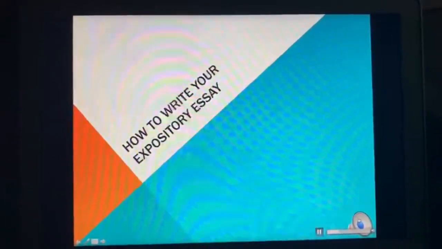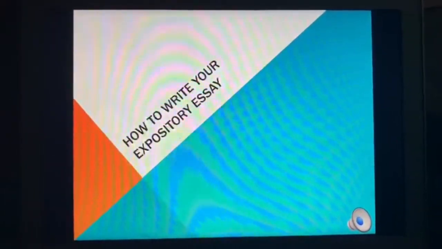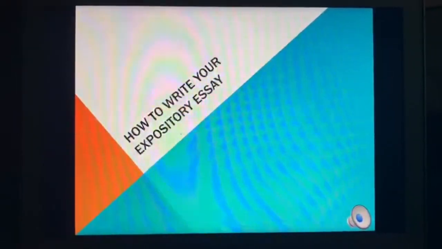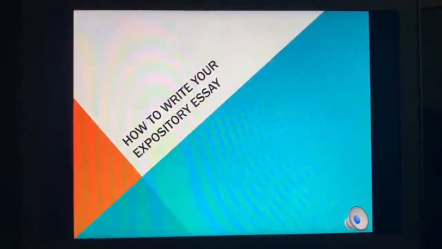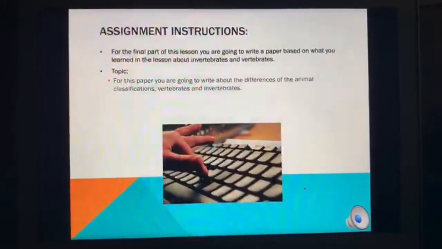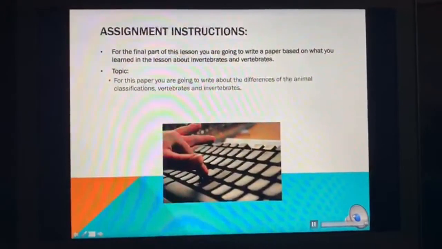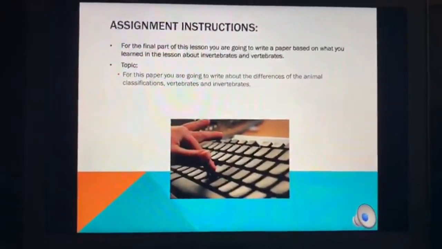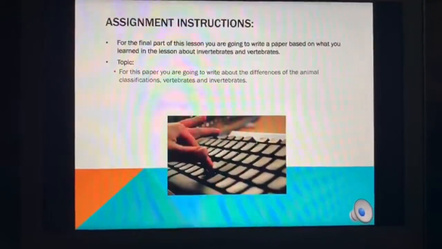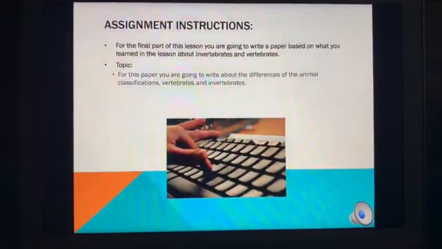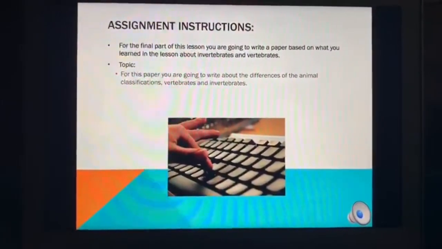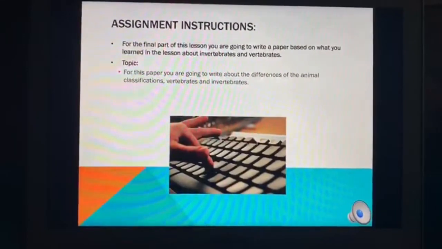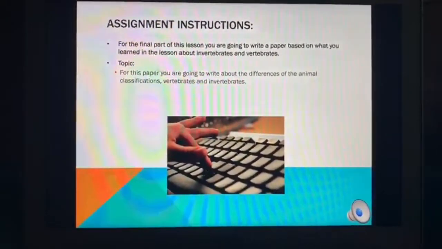All right, boys and girls, for the last part of your lesson, you're going to write an essay on what you learned about vertebrates and invertebrates. The topic of your paper is going to be about the differences in the classifications of vertebrates and invertebrates.